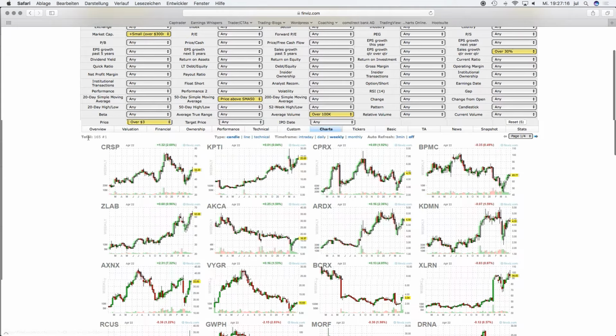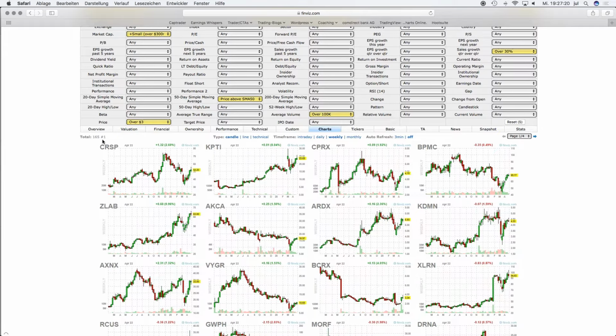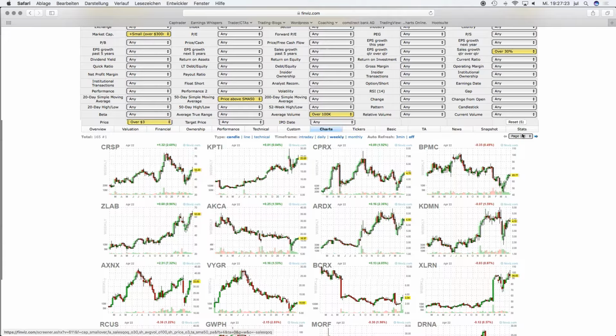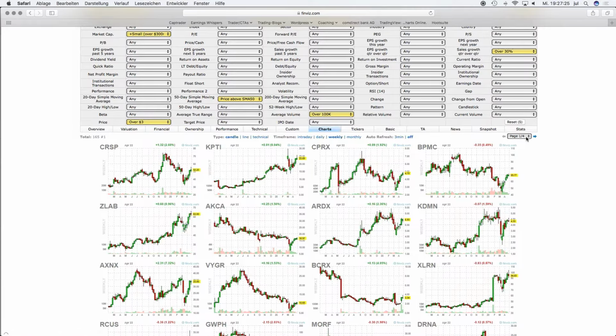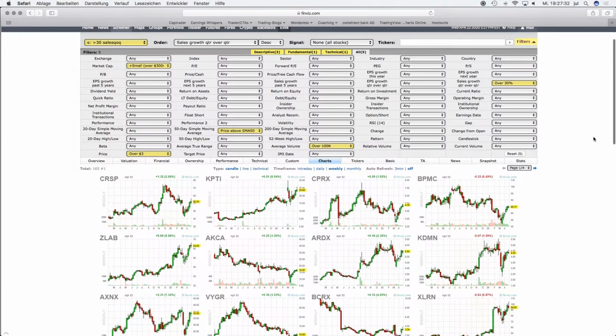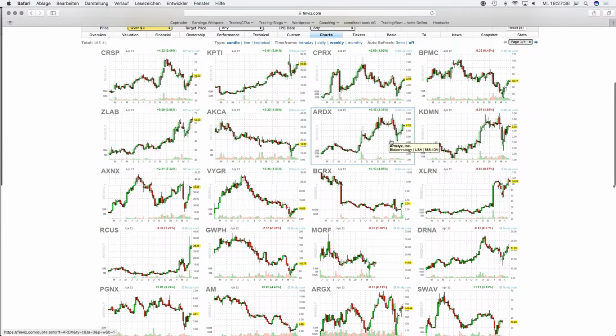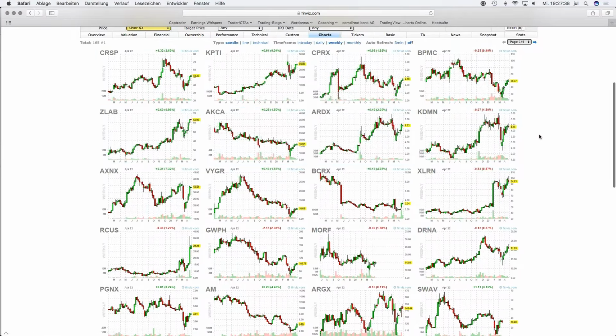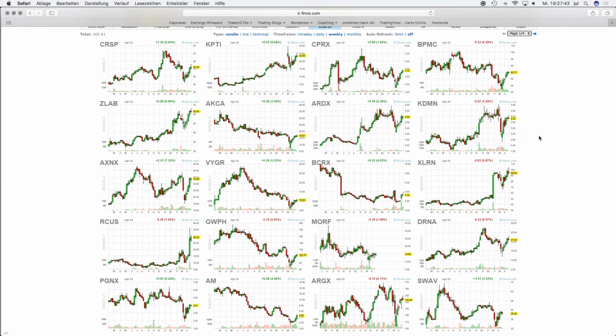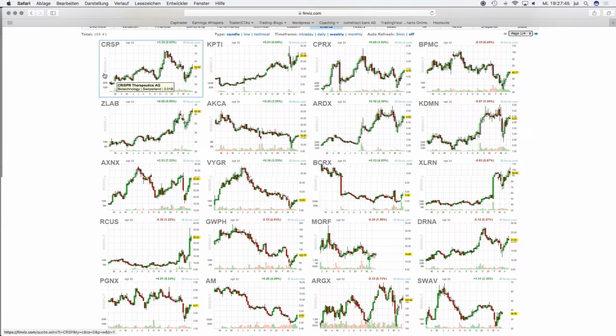Okay, now you can see the screener finds 165 candidates, and you can see them on four pages. And this is a really big benefit, and I like it very much. This is a big benefit of FinViz, that you can have a look at small charts, so you can go over a large number of stocks in a very short time.